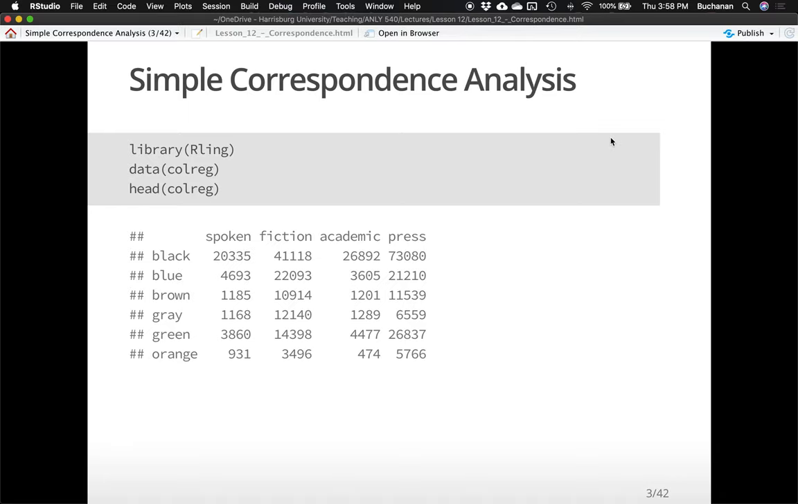So using the Rling library, there's a color register file, and that file has a list of colors as the rows and where those are in their register. Remember, register here means situation. So they're spoken, fiction, academic, or press. And what is in this is just a total of the use of those words. So this is a conditional frequency diagram, or sometimes people like to call this a crosstabs, where it's the frequency of those combinations. So how many times black was in the spoken category and blue was in the fiction category, for example.